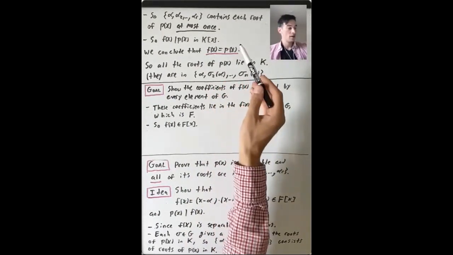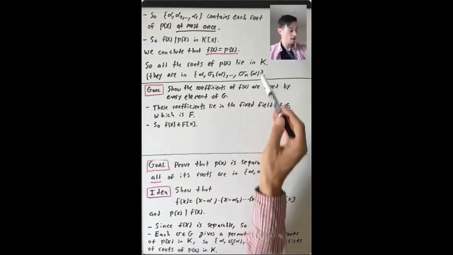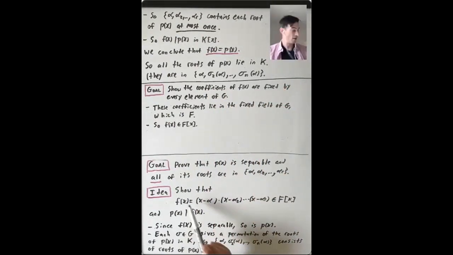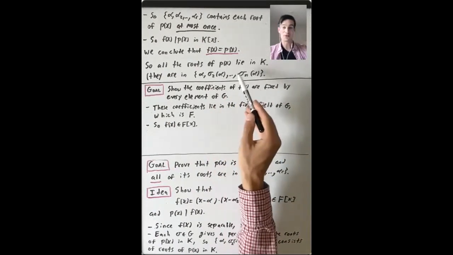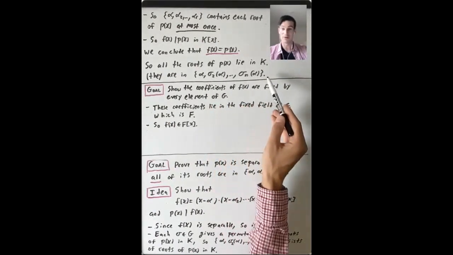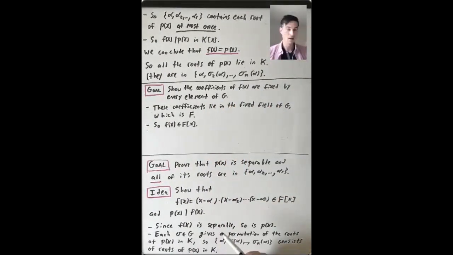So what would that mean? That would mean that all of the roots of P of x lie in K, because it's very clear that all of the roots of f of x lie in K. These roots of P of x in K don't just lie in K, but they lie in this set that we wrote down, alpha, sigma 2 of alpha, up through sigma n of alpha. Okay, so what do we have to do for the rest of this proof? We have to show that this polynomial, f of x, actually has coefficients in F bracket x, and we have to show that P of x divides f of x.